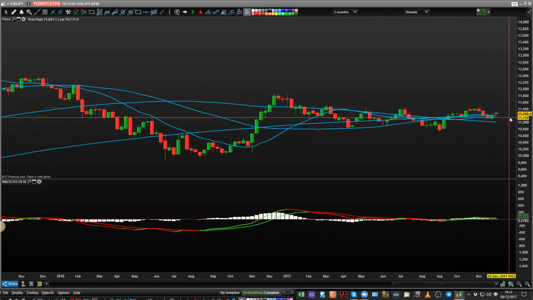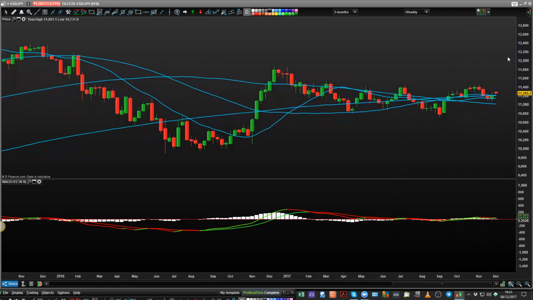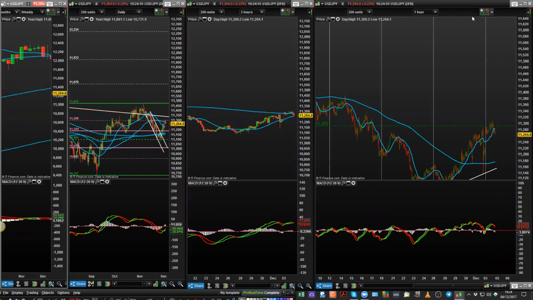We just want to get a deeper pullback. I want 112 at least. 112 would be a gap fill. You can see we've gapped up here. 112 would be a nice gap fill, giving us a chance to get back up to the highs from early November.